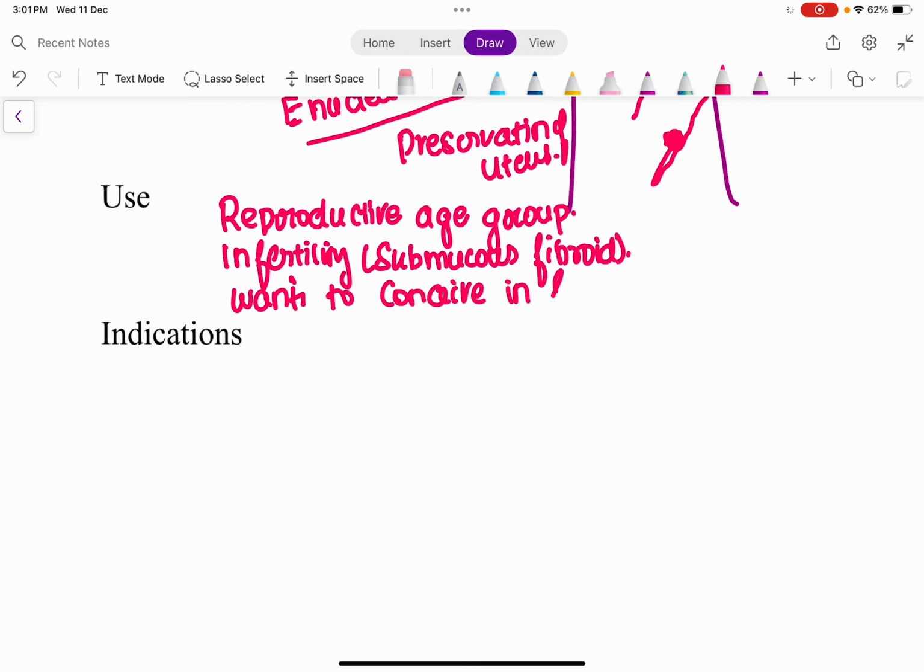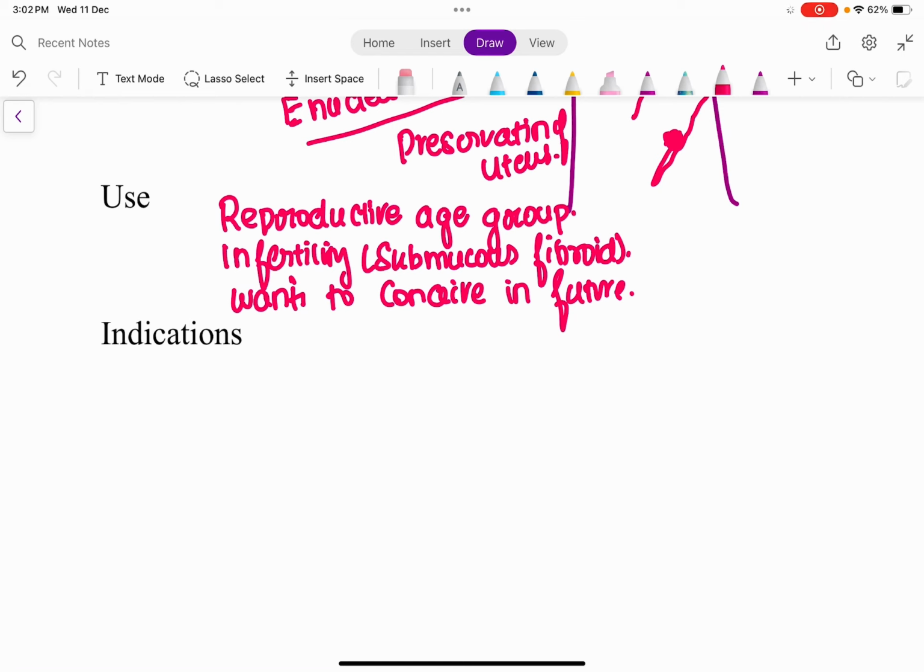So if the patient wants to conceive in future, definitely you cannot perform invasive procedures such as hysterectomy or uterine artery embolization, or just start her on hormonal management to watch over, because she wants to conceive, and at the same time you need to decrease the size of the fibroid, or decrease the amount of bleeding in that patient.